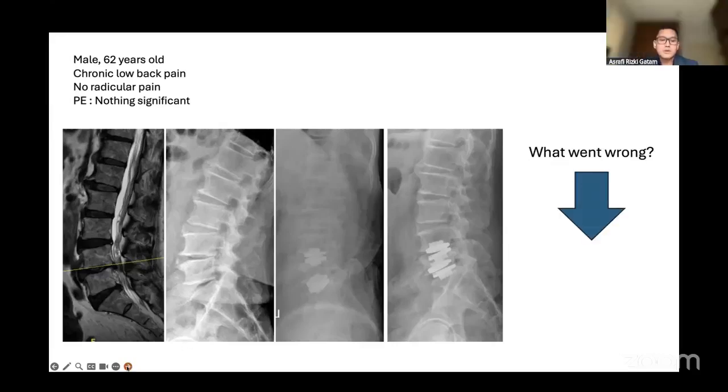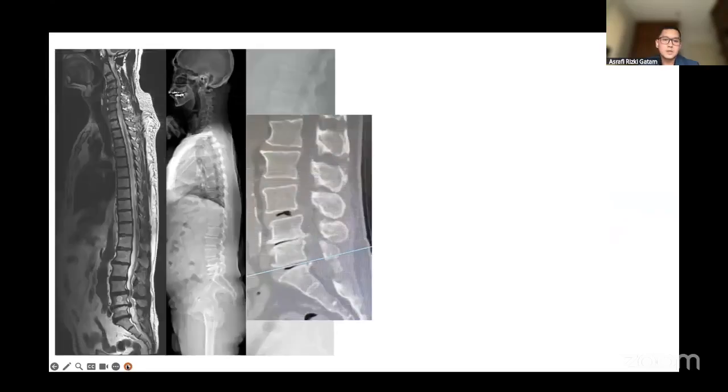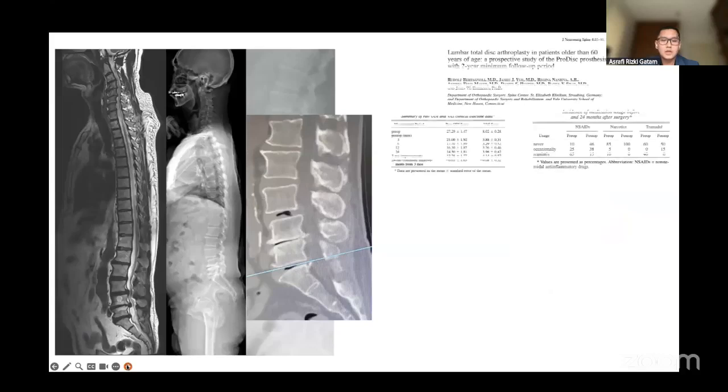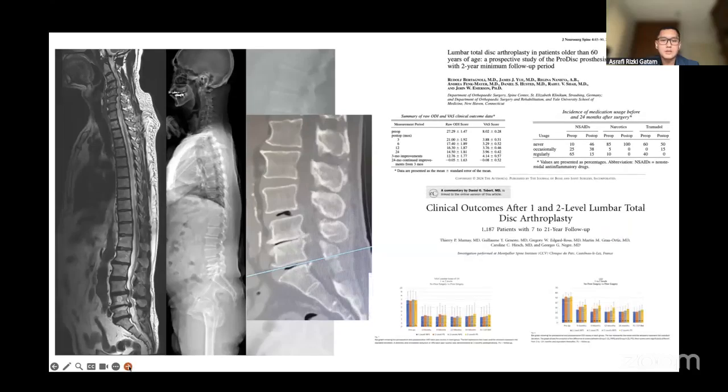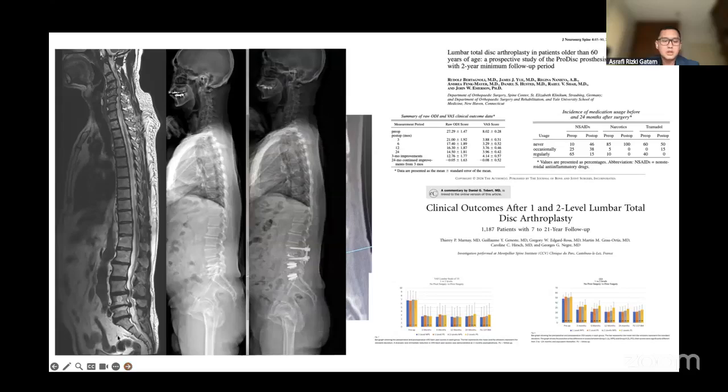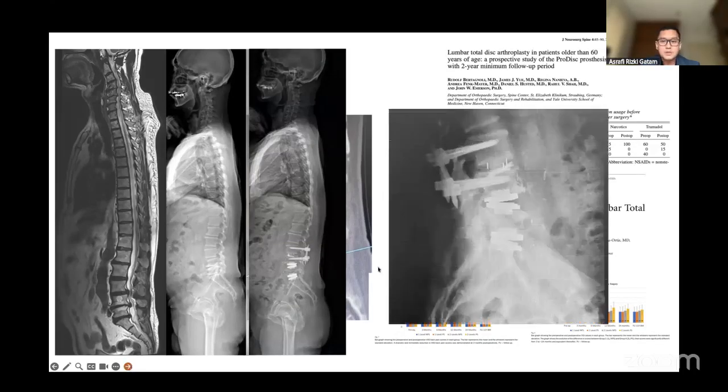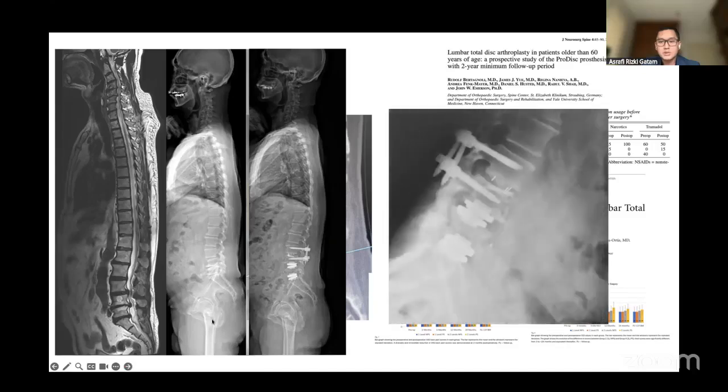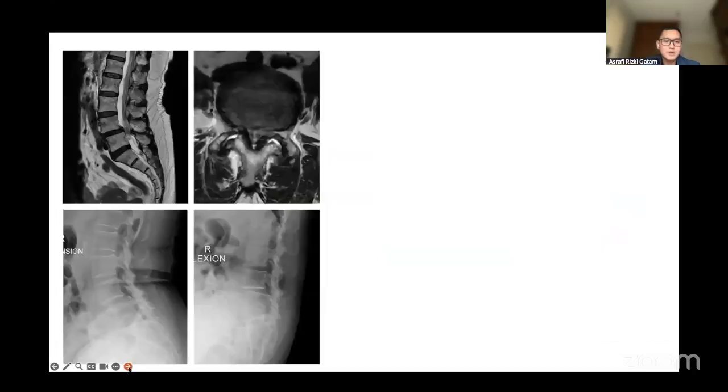Okay. So this is what happened. There's osteoporosis, small implants, and also some age. Well, definitely we can put a disc replacement in a very old patient. So this is one of the examples. And also the implant is moving.